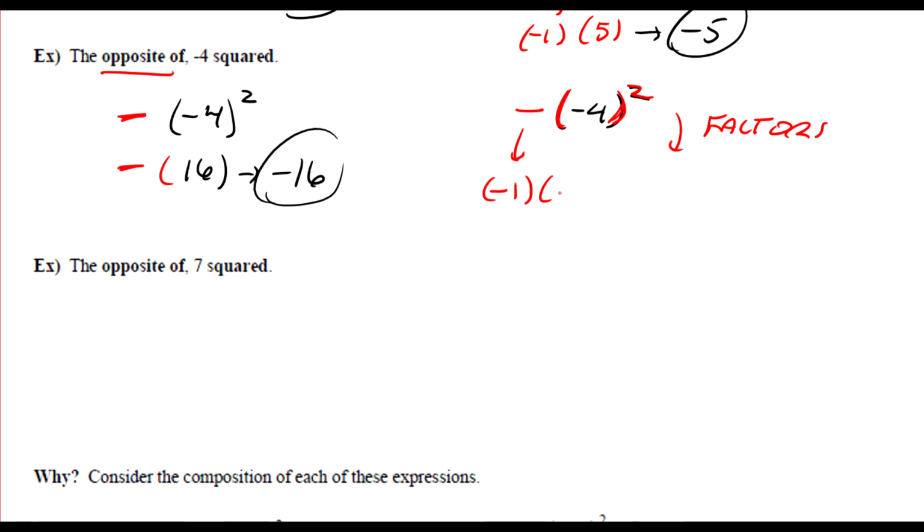Negative 4 squared is a factor of negative 4 and negative 4. So again, the factors of this term. Now, once we have individual factors, we can multiply in any order we want. It just so happens this one really doesn't make much sense, but negative 1 times negative 4 times negative 4 is 16. Negative 1 times 16 is negative 16.